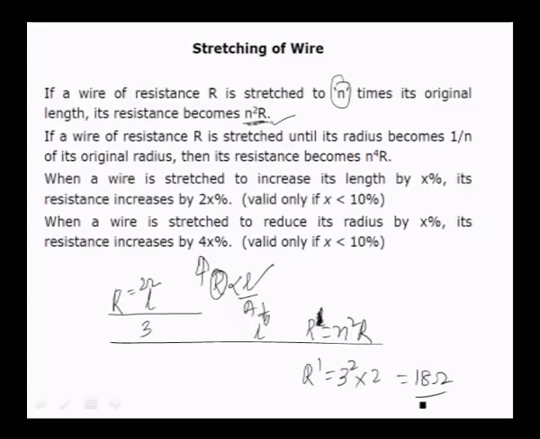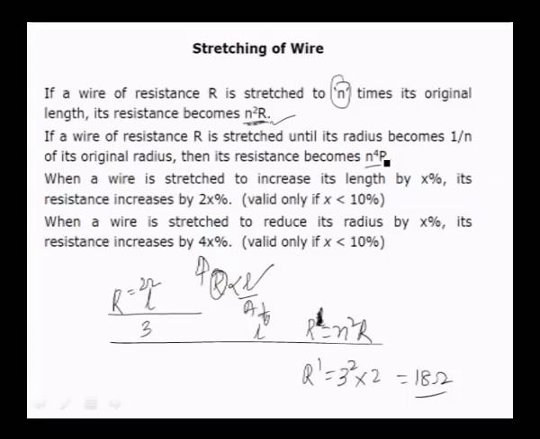The second one is in terms of radius. If a wire of resistance R is stretched till its radius becomes 1 by n of its original radius, then its new resistance becomes n to the power of 4 into R, when it is stretched, in terms of radius.